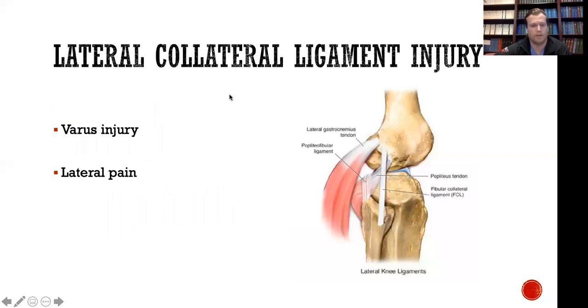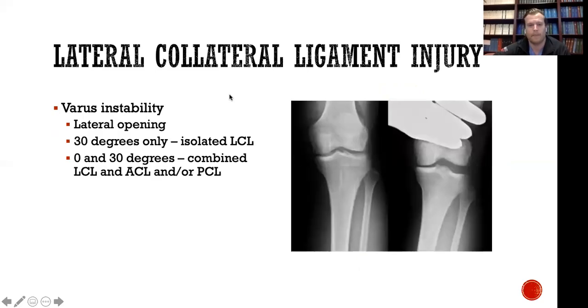Lateral collateral ligament injuries, again, these are rare if it's simply involving the LCL itself, but conversely to the MCL, this is a varus injury pattern. Patients will describe lateral knee pain. The way to test for an isolated LCL injury is similar to the MCL. You'll note lateral opening, particularly if you obtain stress radiographs, as you can see here. In a regular image, the knee appears to have normal alignment without any stress placed. However, once there's a varus stress placed on the knee, you'll see opening or widening at the lateral condyle.